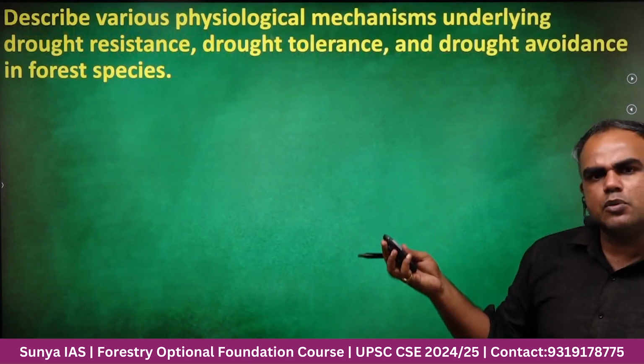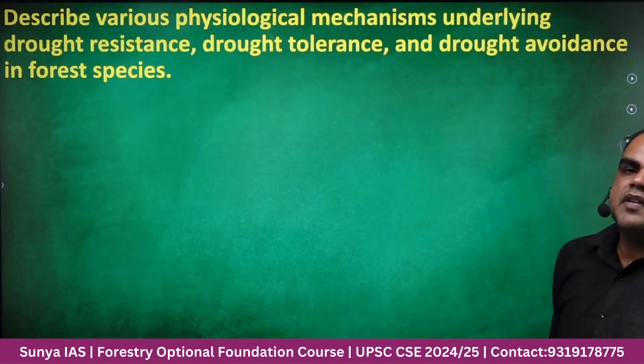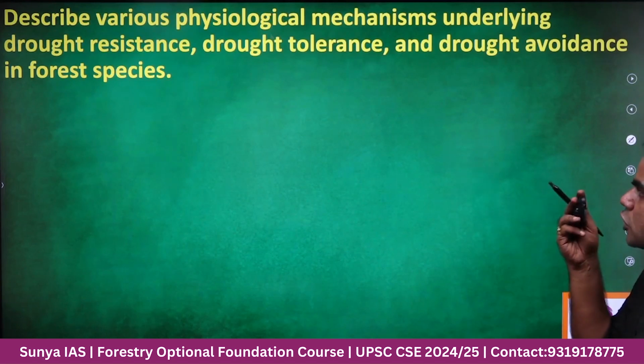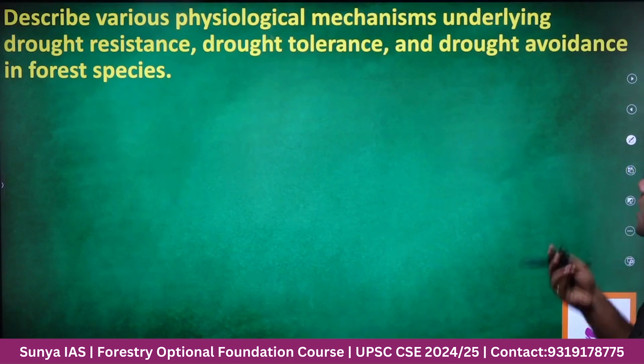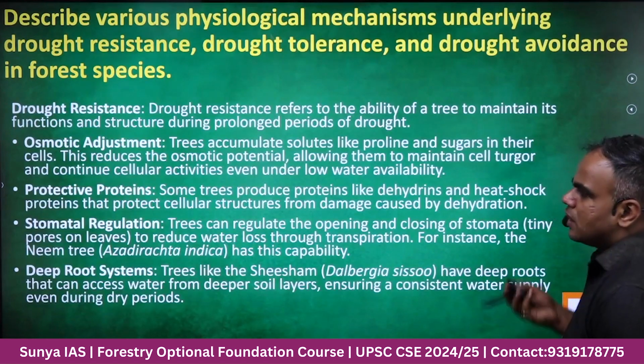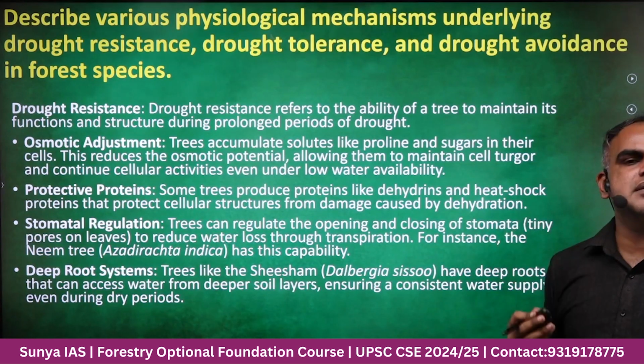Again, a previous question that was asked, I don't think it is going to be that difficult. Describe the various physiological mechanisms underlying drought resistance: one, drought tolerance, two, and drought avoidance in forest species. Here also, I've outlined a few of these, in fact many of these things we've already seen in paper 1A.